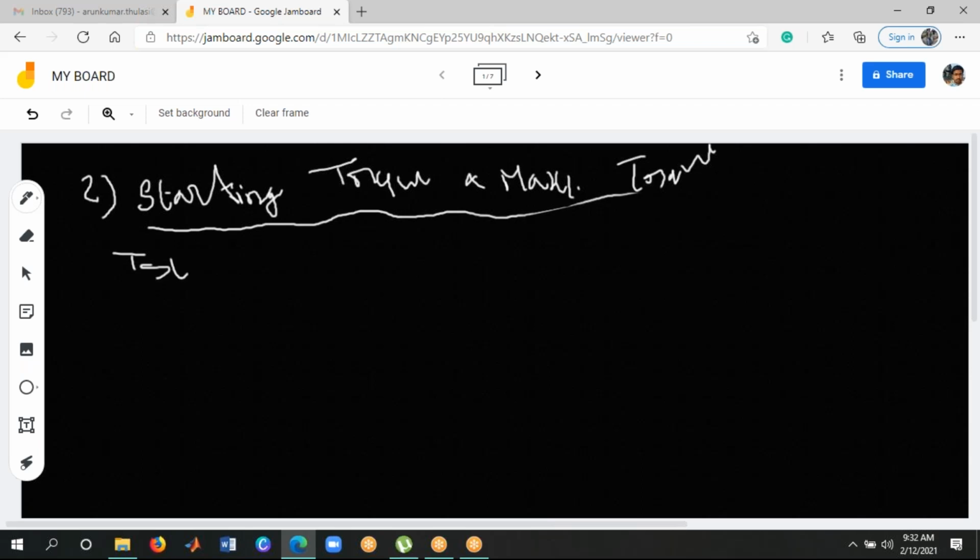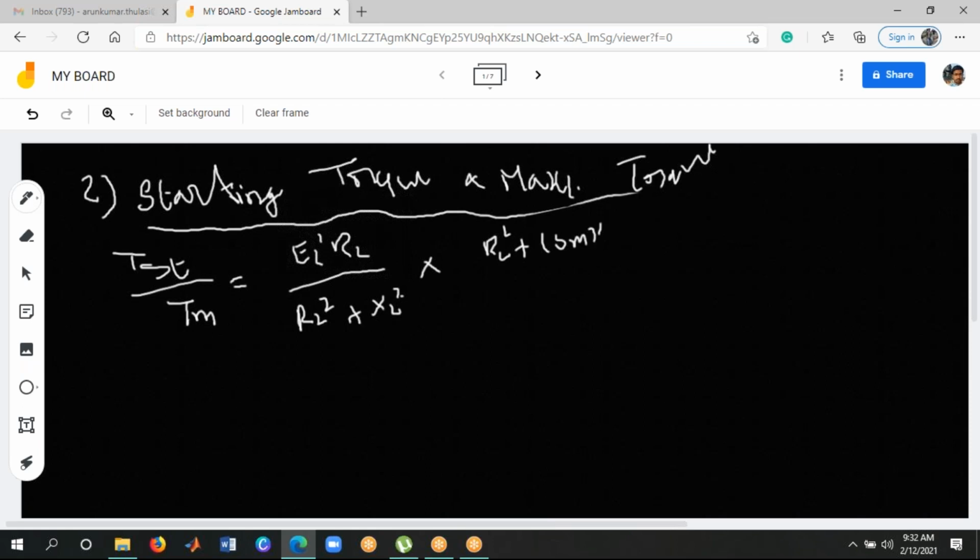TST divided by TM. So first write that TST equation: E2 square R2 divided by R2 square plus X2 square, into R2 square plus SM X2 square, divided by SM into, sorry, E2 square R2.